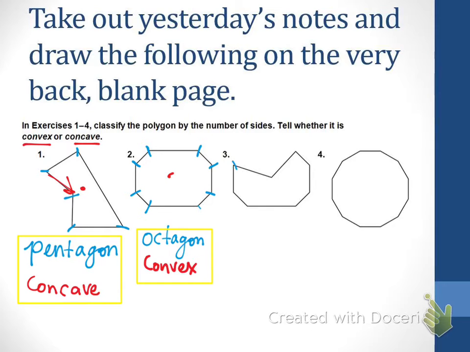The next one, 1, 2, 3, 4, 5, 6, 7, 8. So it's still an octagon, but this time, do any of them come in towards the center? Yes, so that makes it convex. No? Concave. Concave, the cave's in.